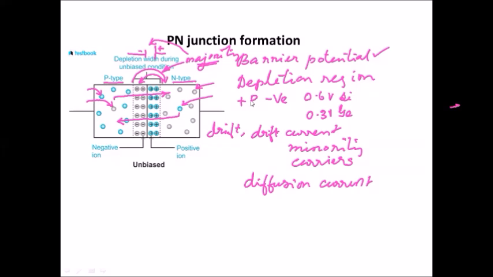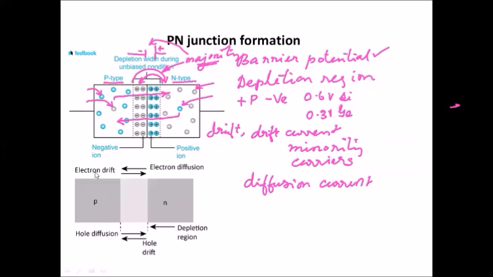This is clearly explained in the next diagram. Electron drift happens from the P region to the N region, and hole drift from the N region to the P region. Electron diffusion happens from the N region to the P region, and hole diffusion happens from the P region to the N region. Therefore, the majority carrier current conduction is due to diffusion, and the minority carrier conduction is due to drift.